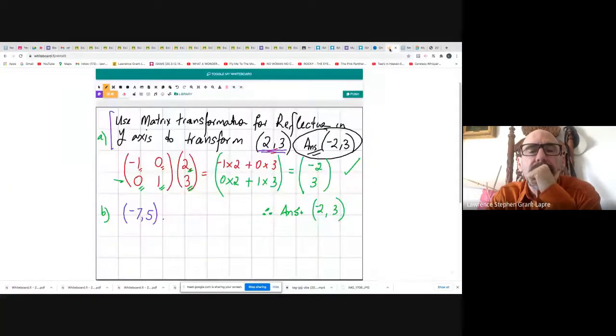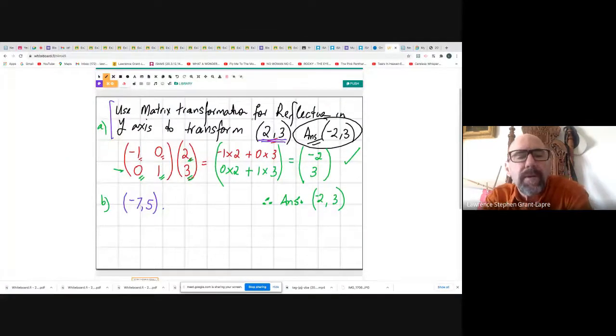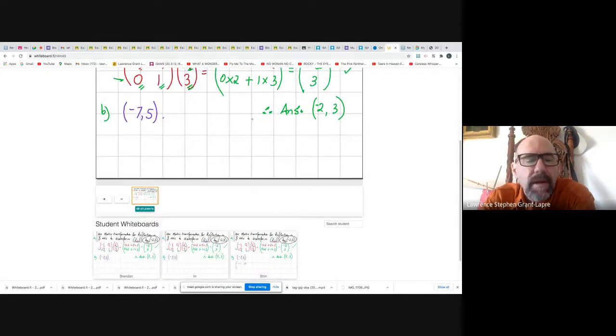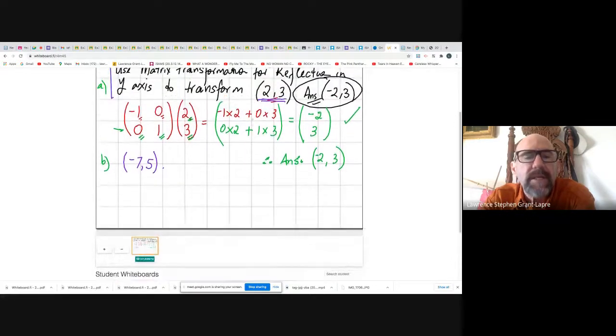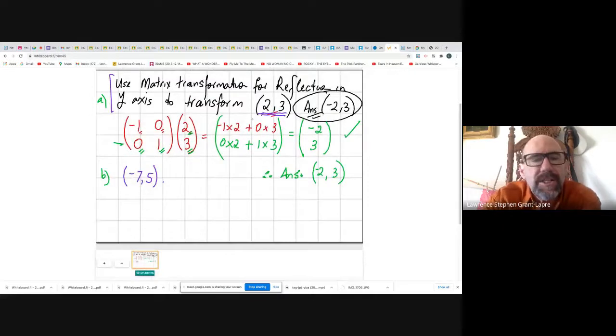Okay, so what is the matrix transformation to reflect in the y-axis to transform the point -7, 5? Yeah, that's correct, Shin. You are using the correct matrix. By the way, the -1 in that x position says that x will become negative. The 1 in the second row means the y won't change. The zeros mean we don't use those other coordinates in the calculation.